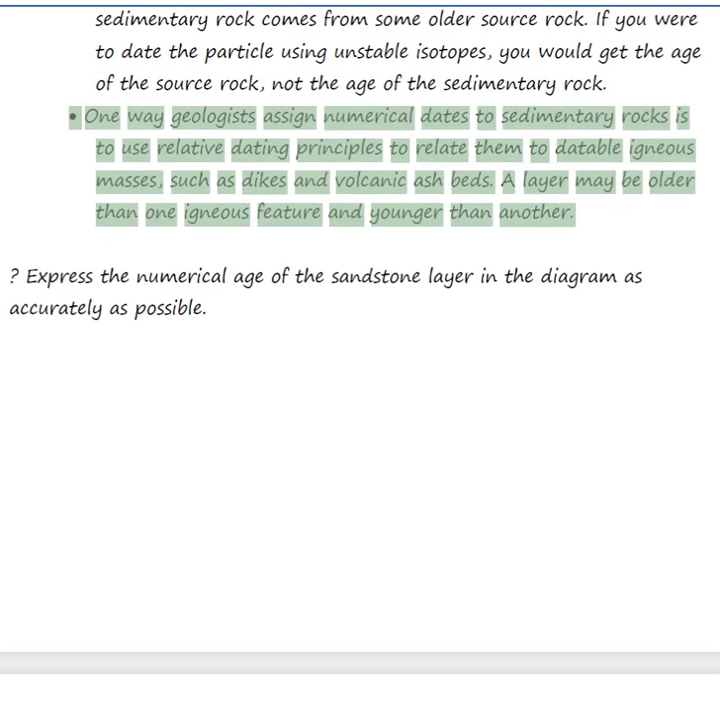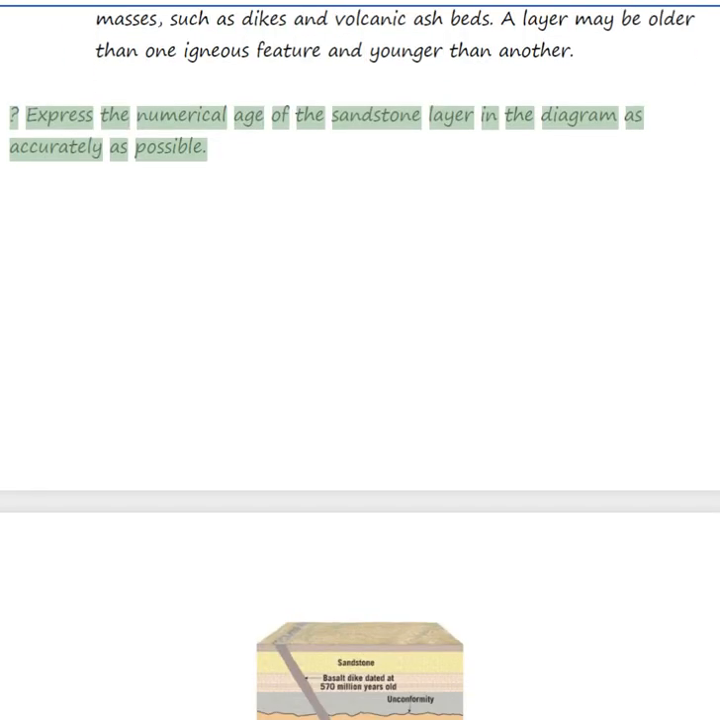One way geologists assign numerical dates to sedimentary rocks is to use relative dating principles to relate them to datable igneous masses, such as dikes and volcanic ash beds. A layer may be older than one igneous feature and younger than another. Express the numerical age of the sandstone layer in the diagram as accurately as possible.